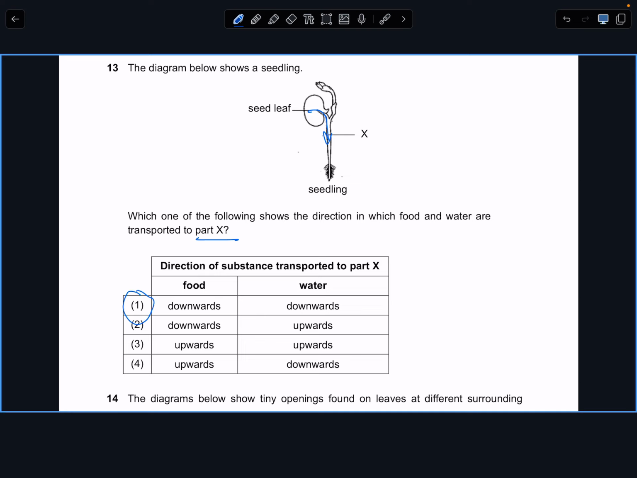Okay? And then X is over here. Transported to X. So water comes from your roots. So in this case, to part X, water will go from here to here. So your answer should be number 2. Food travels downwards from your seed leaves to X, and water travels upwards from your roots to X.